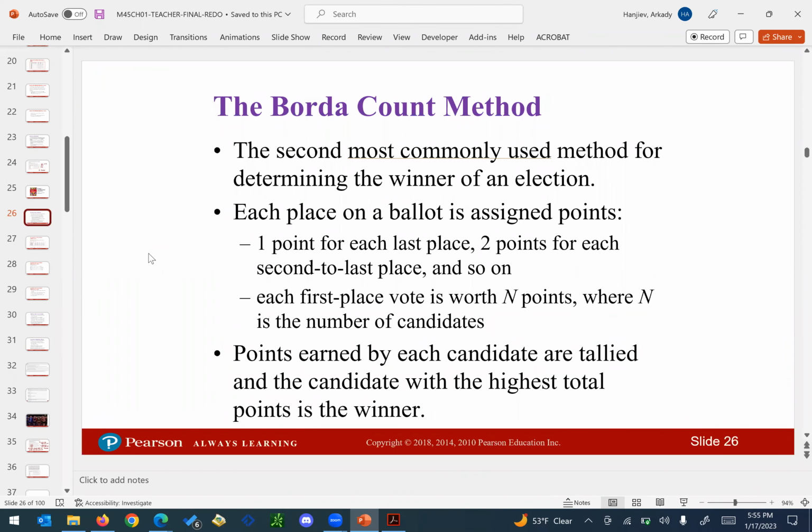So 1 point is assigned to last place. 2 points are assigned to the second to last place, and so on, all the way until you get to the first place winners. Each first place vote is worth n points, and then you count the tallied scores. So last place gets 1 point, second to last place 2, up until the highest points total. Okay, so let's try one.